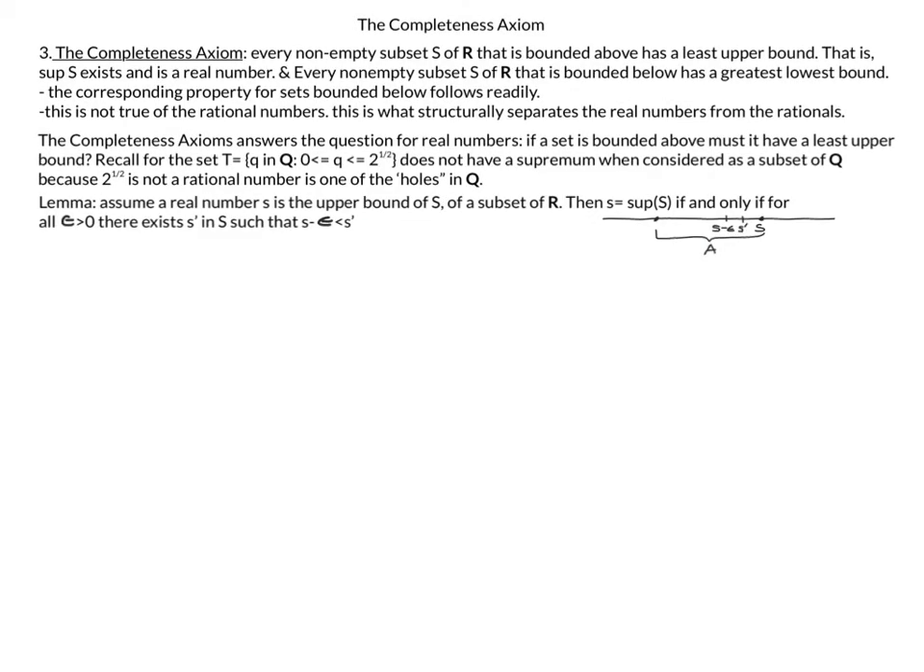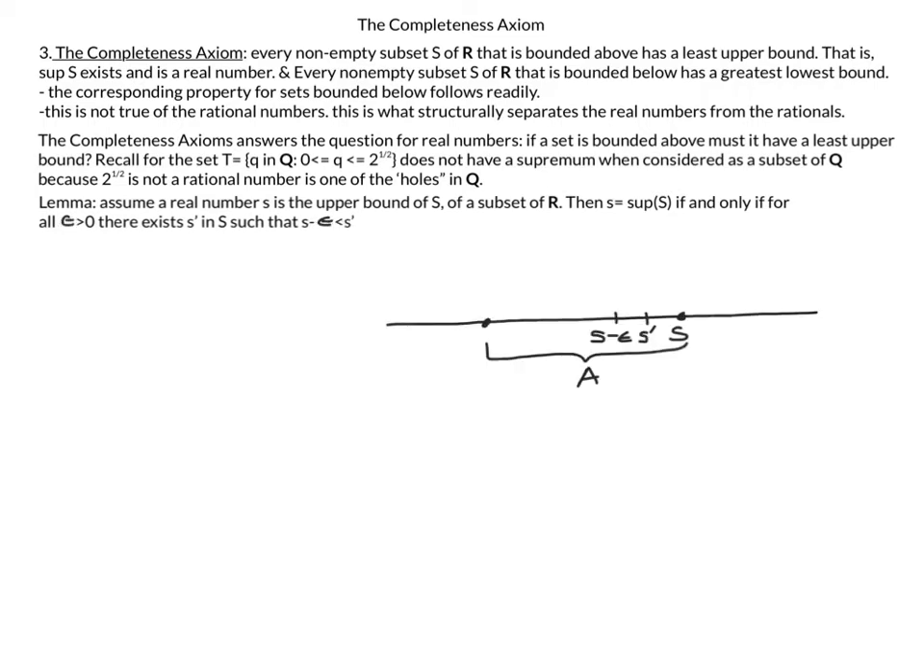Assume a real number S is an upper bound of the set S, a subset of R. Then this S is equal to the sup of S if and only if for all epsilon greater than 0, there exists an S prime in the set S such that S minus epsilon is less than S prime. We have a picture here to illustrate what is going on. Just a note, whenever in real analysis we talk about epsilon, it's usually understood that it's a very small number. It's greater than 0, but it's tiny.